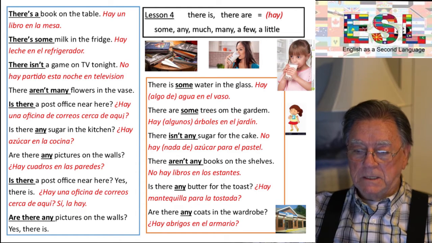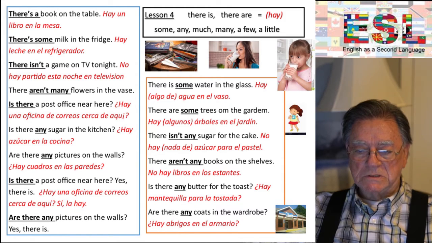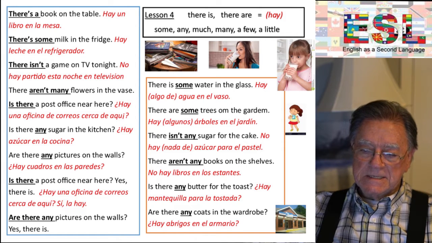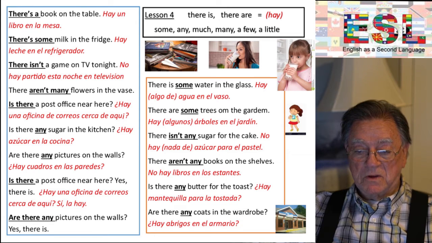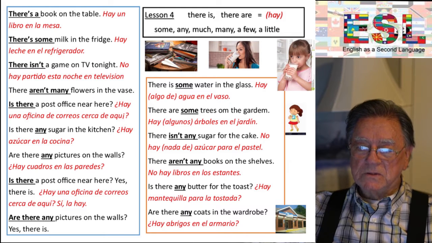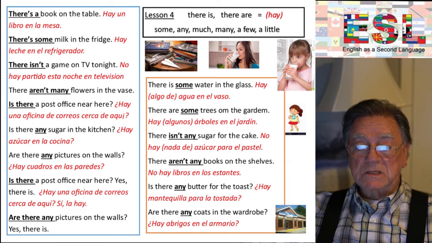Okay. And here's another question. Is there any butter for the toast? Hay mantequilla para la tostada. And then, are there any coats in the wardrobe? Hay abrigos en el armario. Are there any coats? Okay, that's the first part of there is, there are. Okay, there is some.